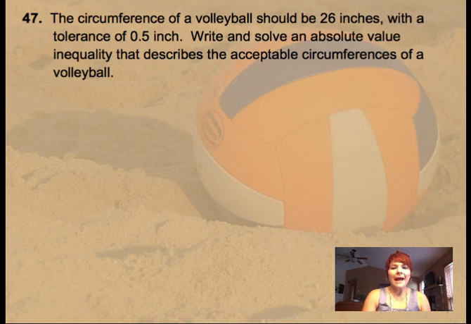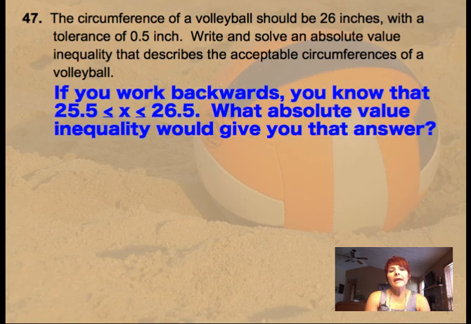And now for the last problem in our Chapter 1 review, number 47. The circumference of a volleyball should be 26 inches with a tolerance of a 1/2 inch. Write and solve an absolute value inequality that describes the acceptable circumferences of a volleyball. Now for this one, I actually have to think backwards. If you work backwards, you know that because there's a tolerance of a 1/2 inch, x has to be between 25 1/2 inches and 26 1/2 inches. So I would write that as an in-between compound inequality.